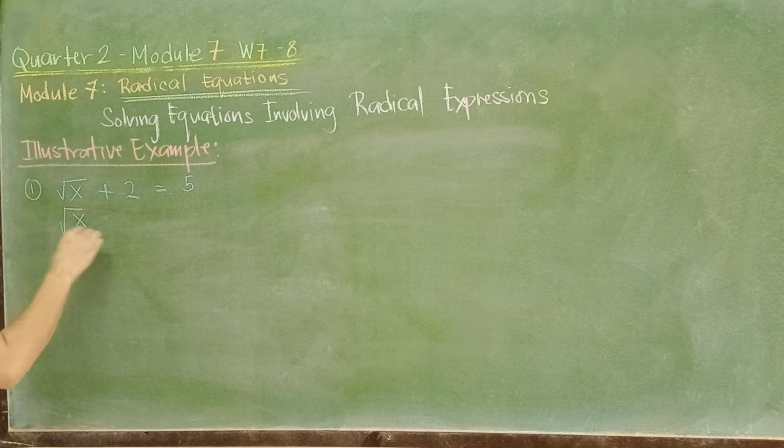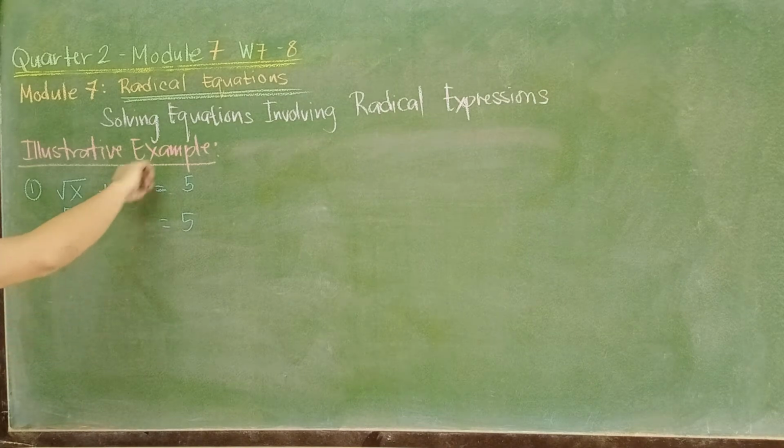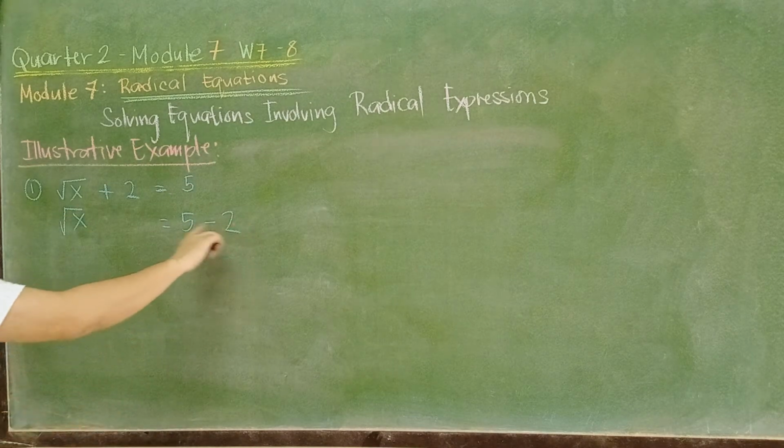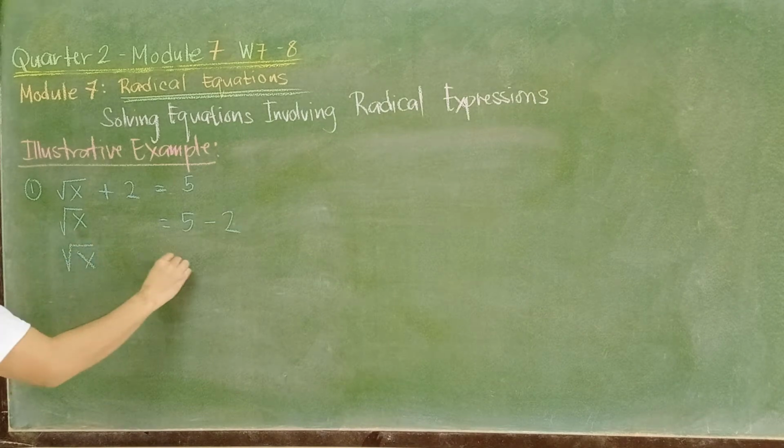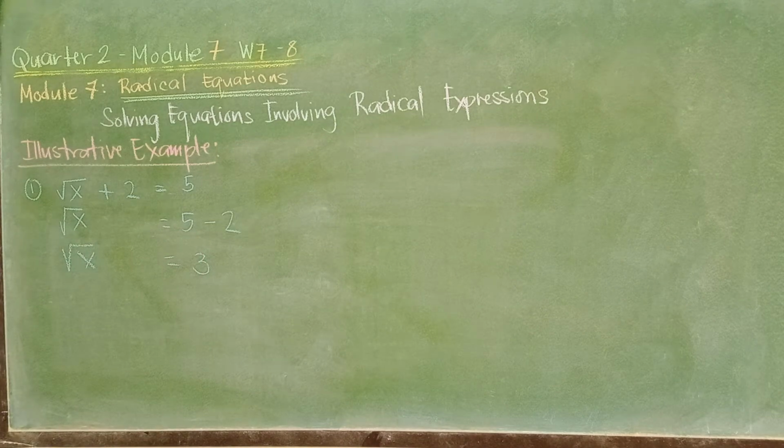So you have square root of x equals 5, yung positive 2, pag tinranspose, magiging negative 2. And then you simplify this. So now you have square root of x is equal to 3. So that will be your first and second step. I-transpose mo, ipaghiwalay mo muna yung mga constant term at saka yung mga terms na may radical symbol. And then after that, i-combine mo yung mga like terms. And then yung third step is, kailangan natin matanggal yung radical sign ng x.